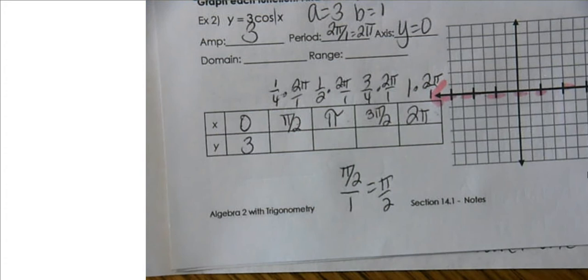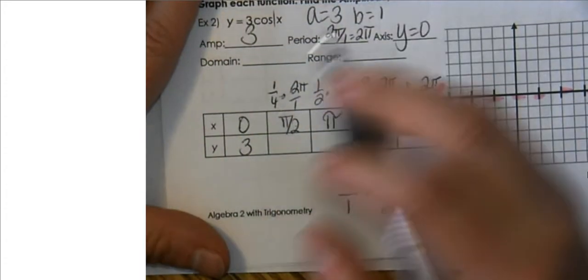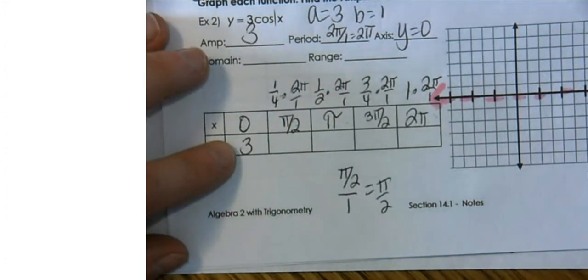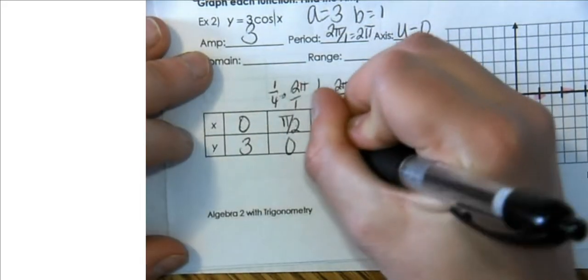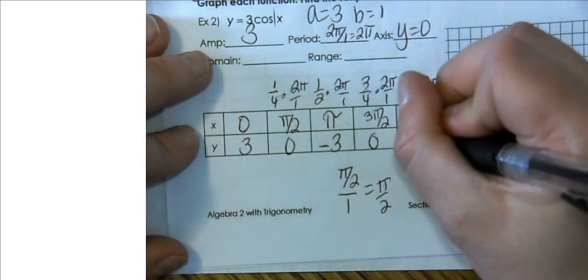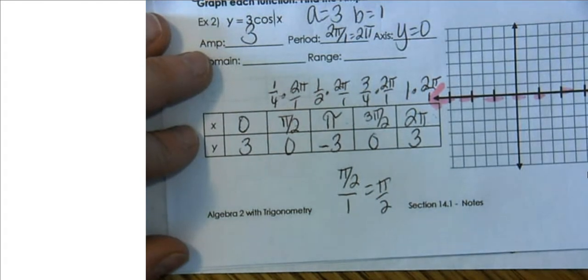Your y values, remember that this is cosine, so it follows the pattern of up, 0, down to negative 3, 0, back up again to 3. Up, 0, down, 0, up.